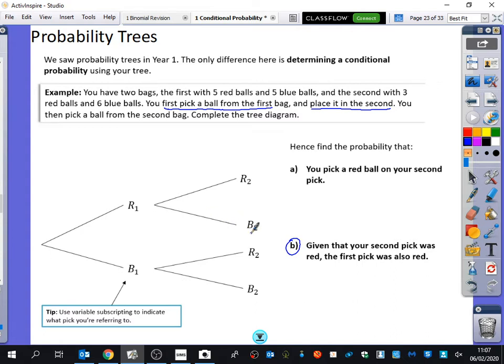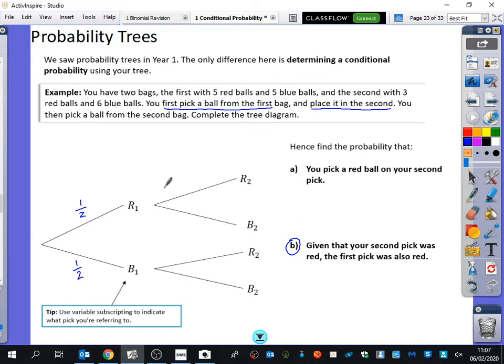Okay? So what is the probability to begin with that you pick a red ball? It's a half, okay? So it's going to be a half here, and it's going to be a half here, 5 out of 10. Now, if you have picked a red ball, you're then putting the red ball from the first bag into the second bag.